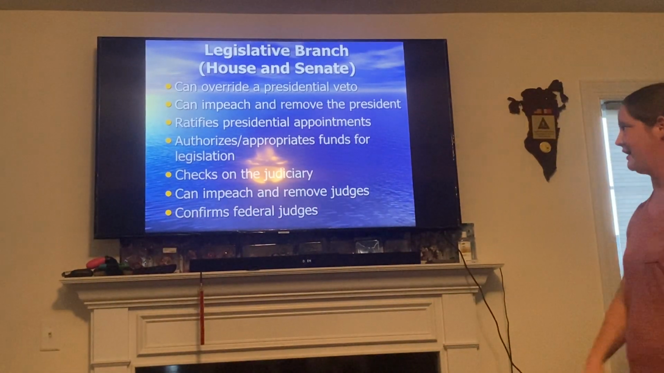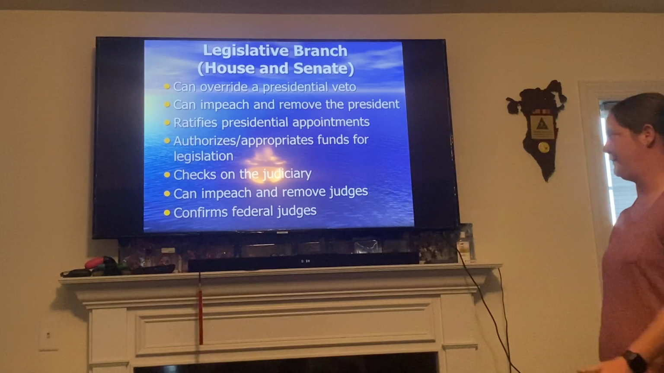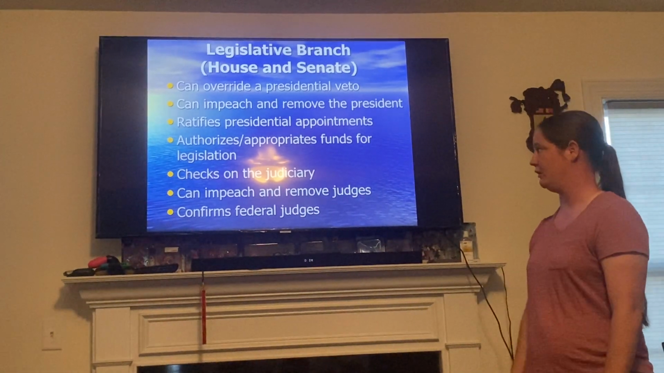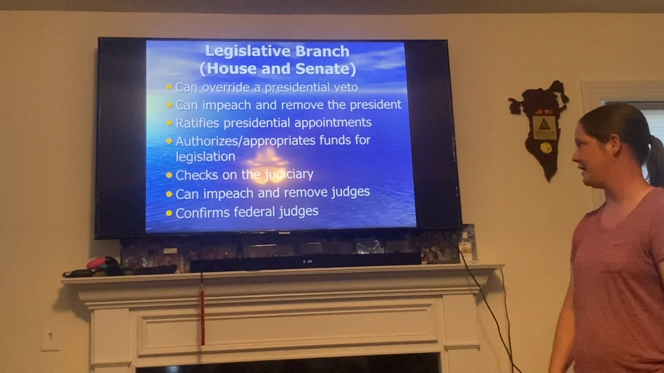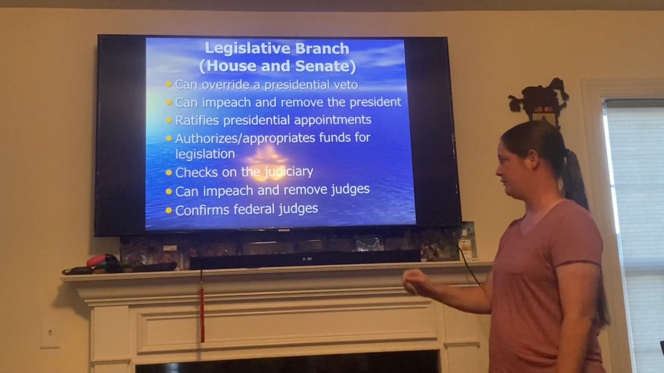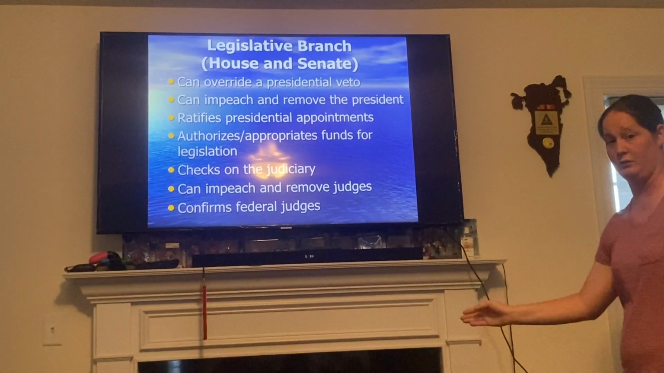Legislative. It's the House and the Senate, and it can override a presidential veto, impeach and remove the president. It can ratify presidential appointments, authorize appropriations and funds for legislation, check on the judiciary, impeach and remove judges, and confirm federal judges.